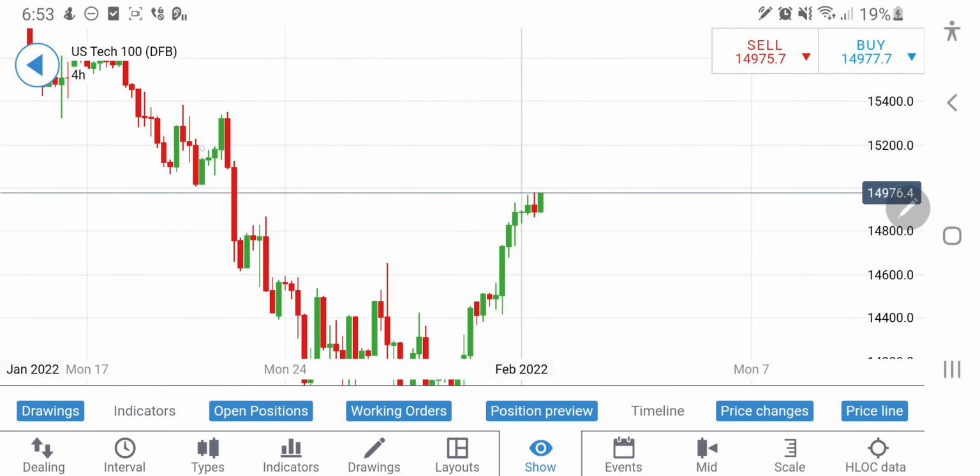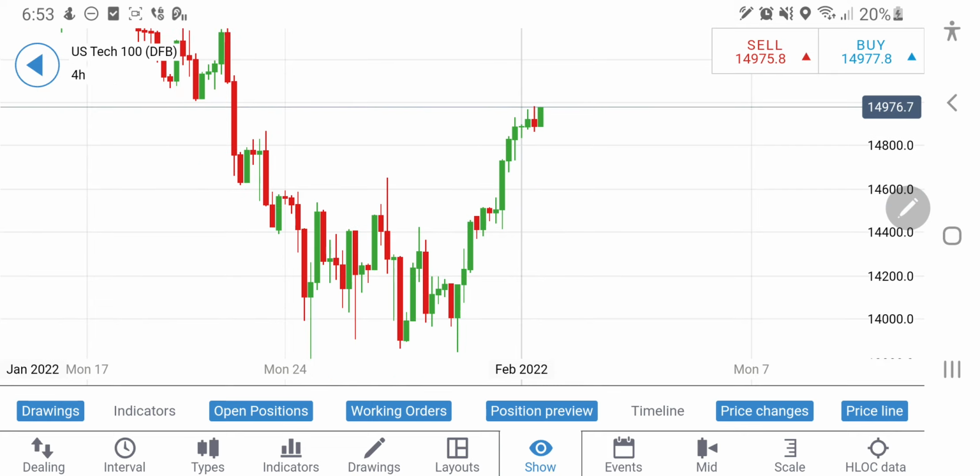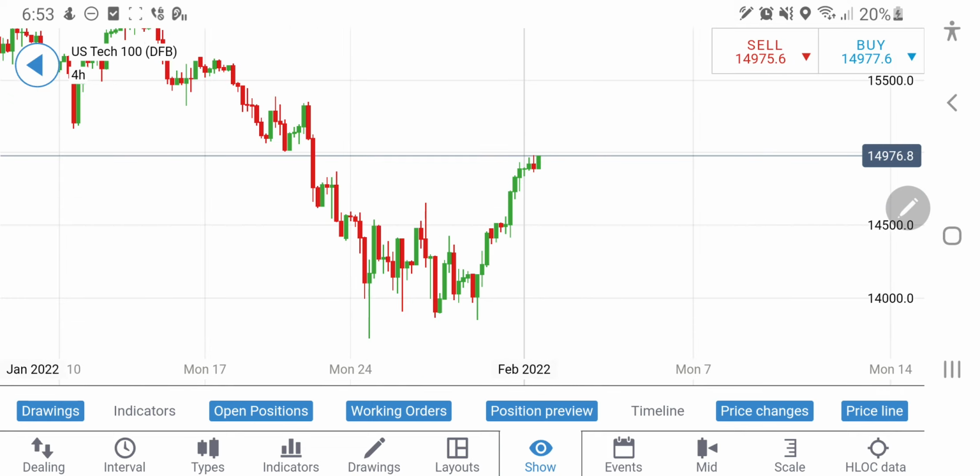The next resistance zone will definitely come in this 15,400 zone, where you can see it is going to hit again, and where it might get a stronger resistance. So 15,200 is the probable target if it continues to rise beyond 15,110. So this is on the 4-hour charts.